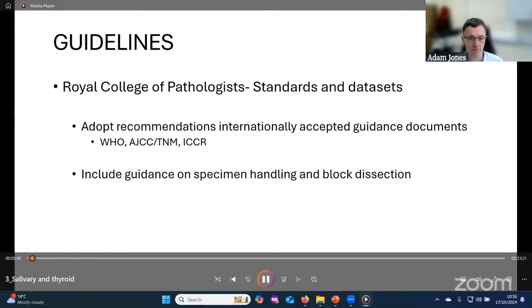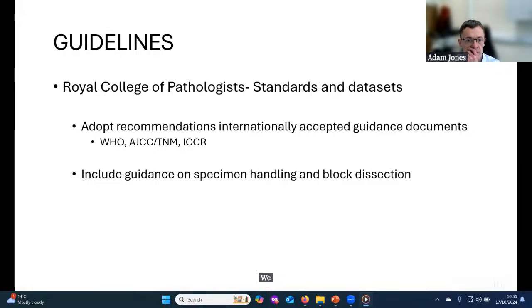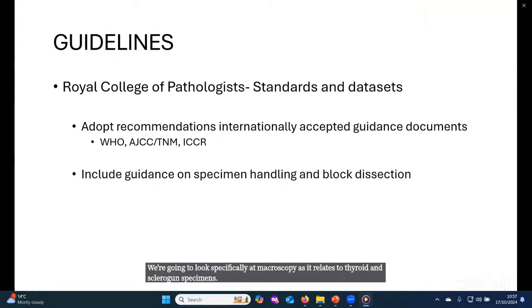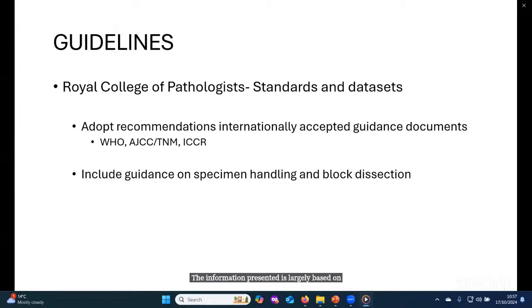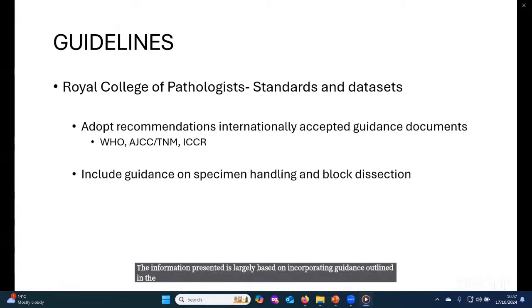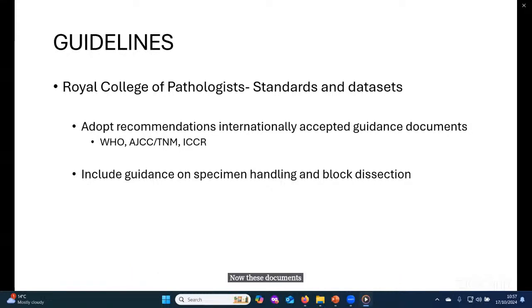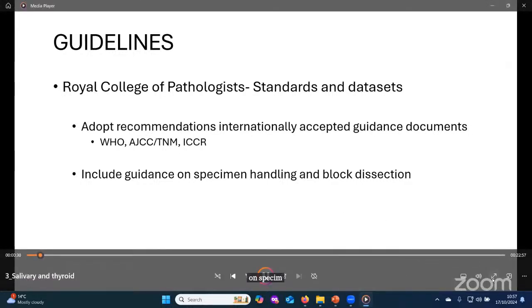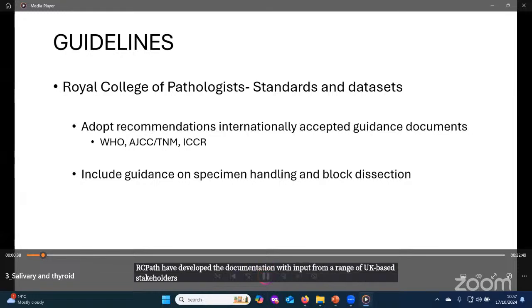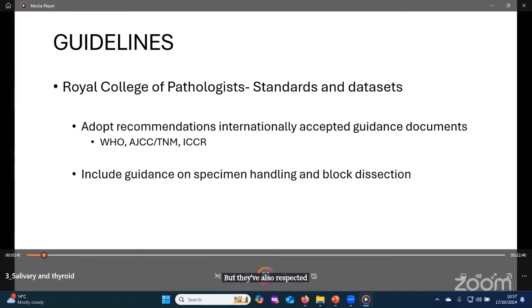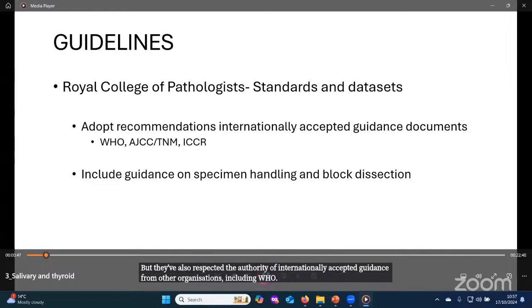So for this part of the head and neck session, we're going to look specifically at macroscopy as it relates to thyroid and salivary gland specimens. The information presented is largely based on incorporating guidance outlined in the cancer datasets that are published by the UK-based Royal College of Pathologists. Now, these documents also include guidance on specimen handling and block selection. RCPath have developed the documentation with input from a range of UK-based stakeholders, but they've also respected the authority of internationally accepted guidance from other organisations including WHO, AJCC and ICCR.